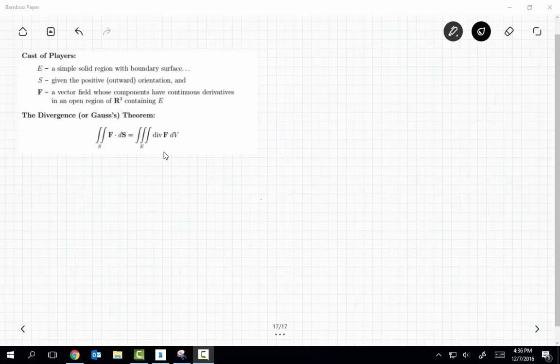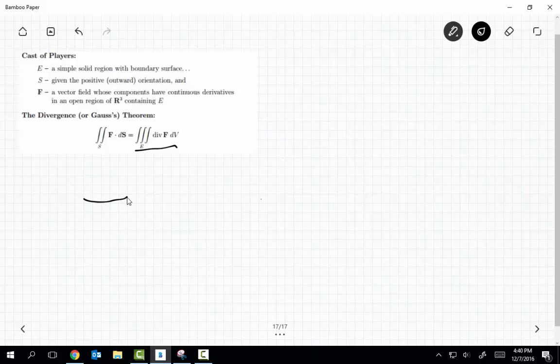Now, we're not afraid of dV. We've seen it before. But what does this mean? It means we're summing all of the divergence over this solid region. That's what this triple integral means: add a whole bunch of stuff up. But think of that contextually. Again, let's keep it simple.